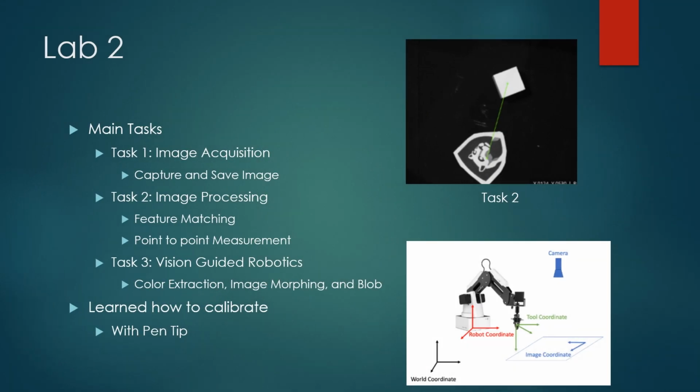Next week in Lab 2, we had 3 main tasks. For the first task, it was image acquisition. This is where we captured and saved an image with the camera. We would then use that saved image for later tasks, like in task 2, where we processed images with the camera.